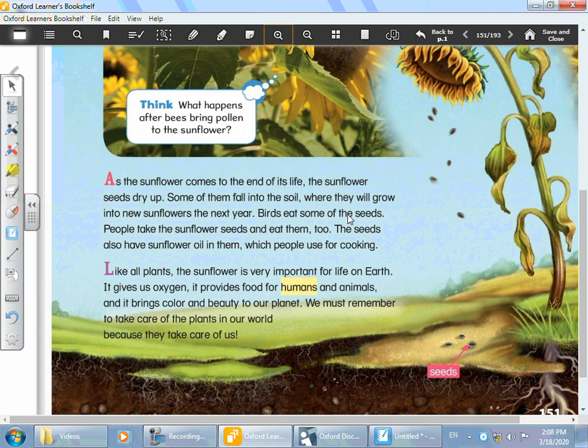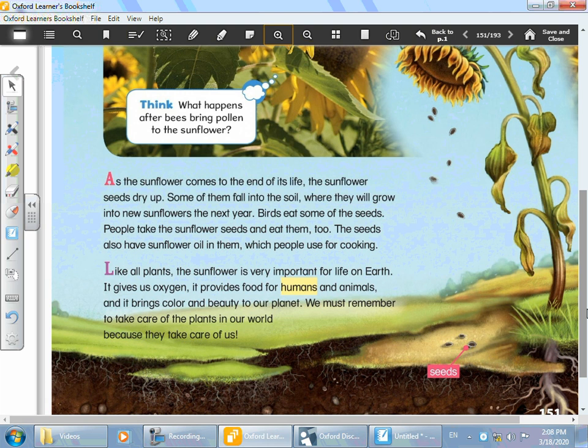People take the sunflower seeds and eat them too. Yes, we eat them. Yes, we eat the sunflower. Me, I think it's very tasty. I like them a lot. Okay, do you like them? Very good, let's continue. The seeds also have sunflower oil in them, which people use for cooking.